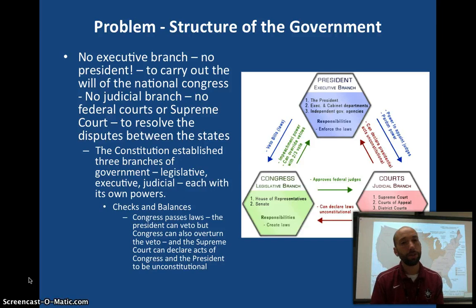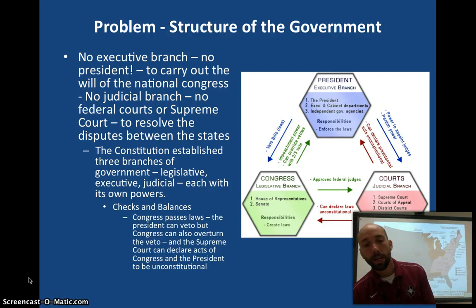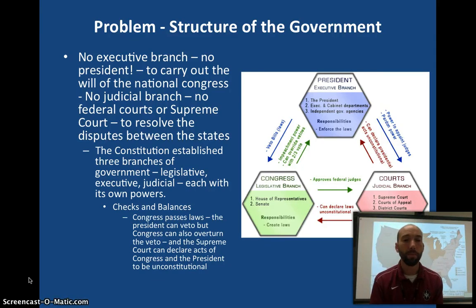Another problem was the structure of the government. There's no executive branch, no one to carry out the laws. There's no president. And you can understand why they wouldn't have created a president, because they were afraid of having someone that was like a king who would take away their rights, like happened during the colonial days. There's also no judicial branch. No one to resolve disputes between the states, no one to resolve disputes between people in the country and the government. And so the judicial branch is a very important part.